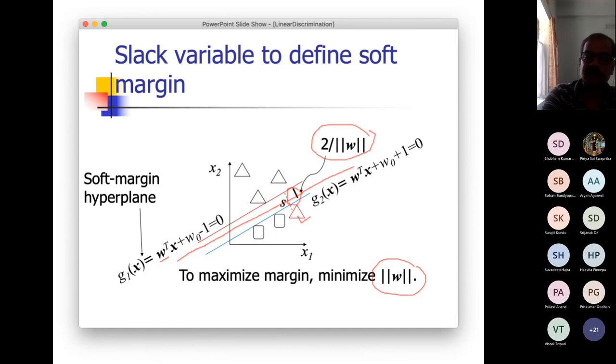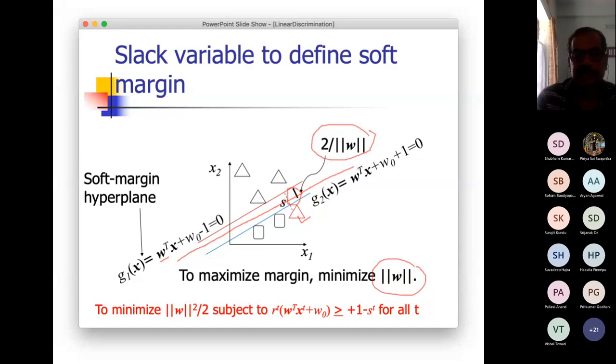So there are certain constraints. We'll see how slack variables will be defining those constraints. This is the modified problem using the slack variable. Earlier we considered the constraints only. This is what we have considered for every training sample. You know that r_t is a class label, which is either plus or minus 1 for the t-th sample. x_t is the corresponding feature vector of the sample, and these are the parameters W and W naught. We want that the whole thing should always be greater than or equal to plus 1.